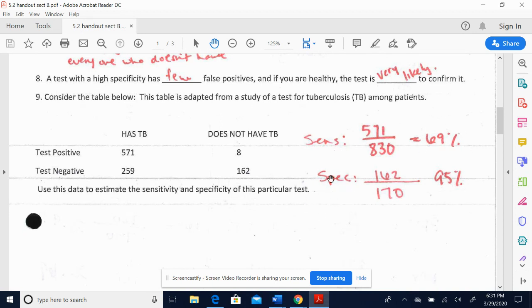Okay. Now, specificity. Here are my true negatives, 162 negatives out of 170 people. Here, that's this entire column, my true negatives out of all of the negatives. So all of the people who should have gotten a negative test, we found 95% of those. So that's our specificity there.